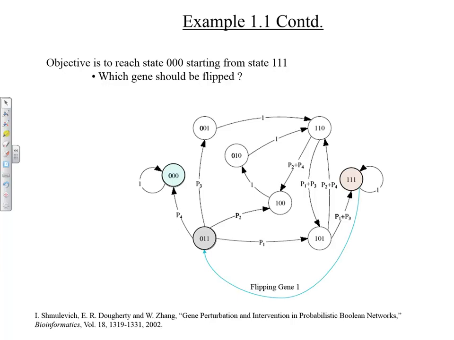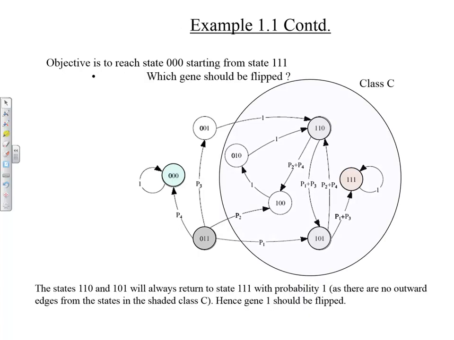So if you flip gene 1, you had 1, 1, 1, and you made that 0, 1, 1, you end up here. Then you try flipping gene 2, that gets you in there. And then you try flipping gene 3, that gets you to 1, 1, 0.